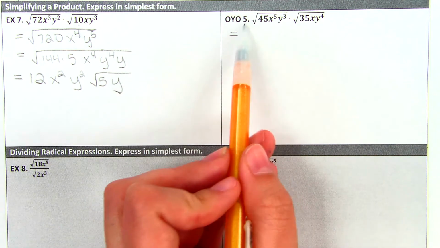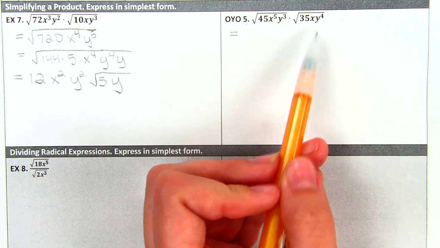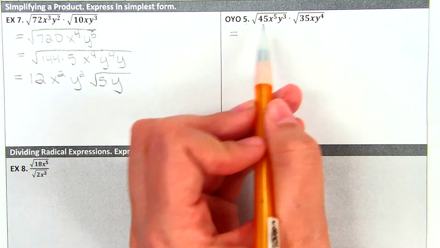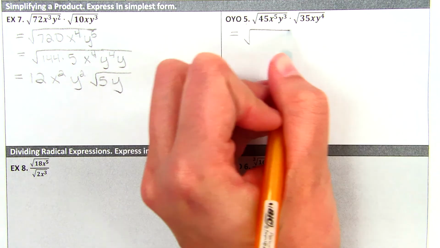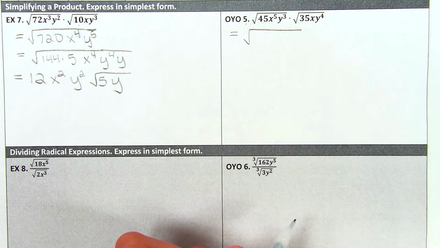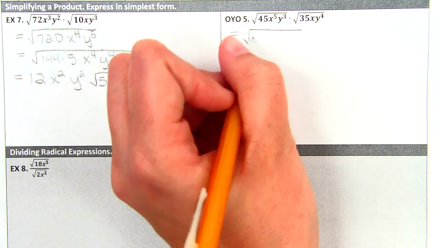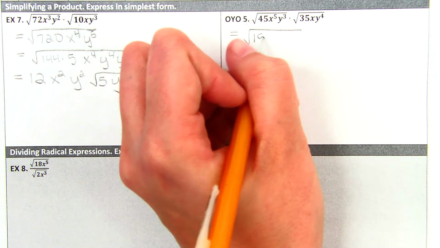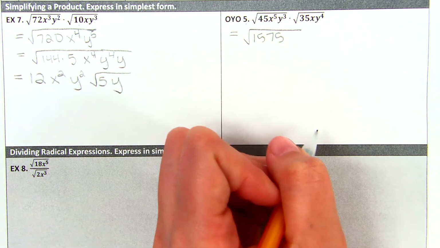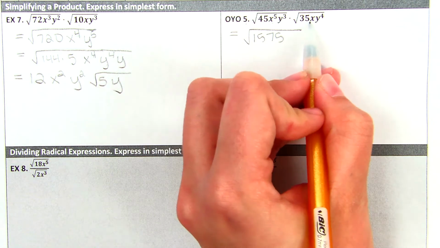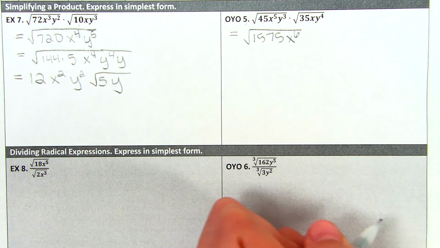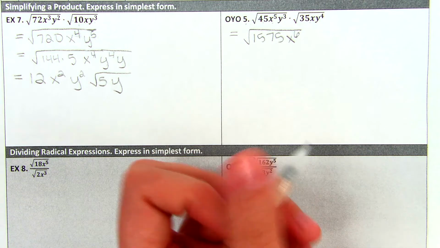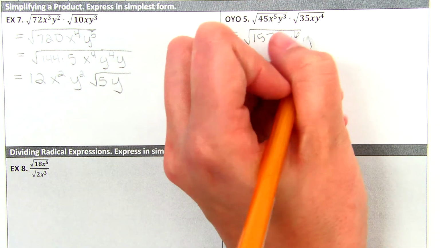Since we have the square root times another square root, we can multiply these. So we need to take our numbers and variables and multiply those together. So we have 45 times 35. That is 1,575. X to the 5th times x is x to the 6th. Y cubed times y to the 4th is going to be y to the 7th.